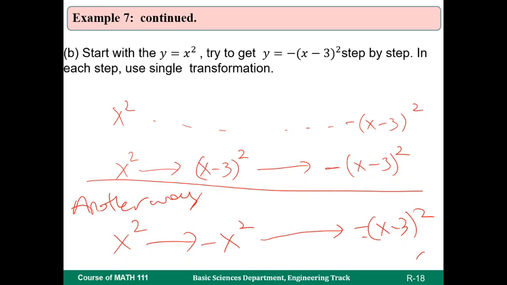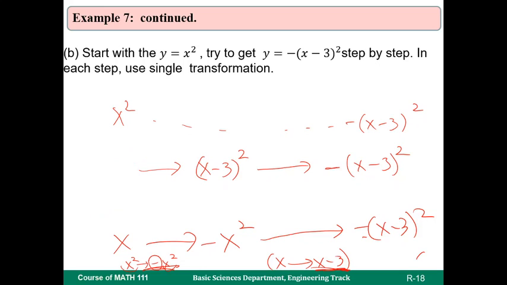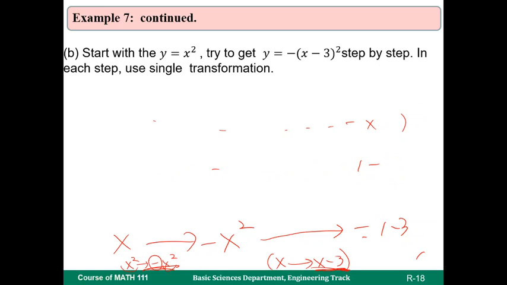So here x squared becomes minus x squared. You multiplied with minus. The function itself is multiplied with negative. And this x here is replaced by x minus 3. This becomes a shift to the right. And this becomes a reflection through the x-axis. You can do them in these two ways.